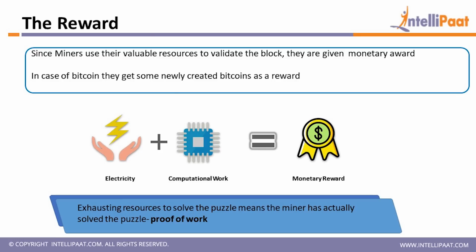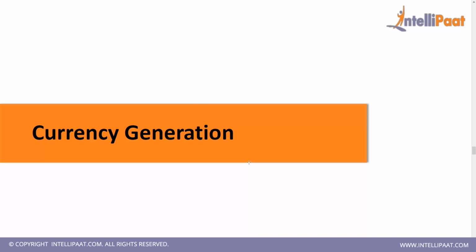Exhausting resources to solve the puzzle means the miner has actually solved the puzzle. That is why it is called proof of work. They are spending time and resources and getting the solution that proves their work. In the diagram, you can see the amount of electricity and computational work they do is equal to the monetary award they receive.